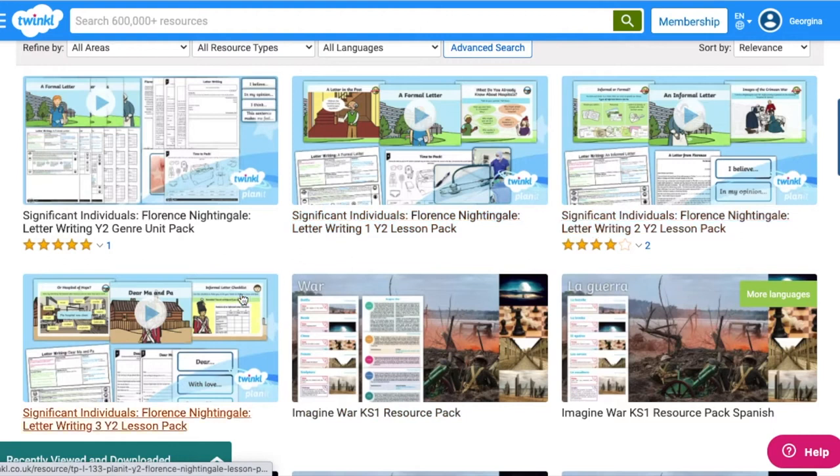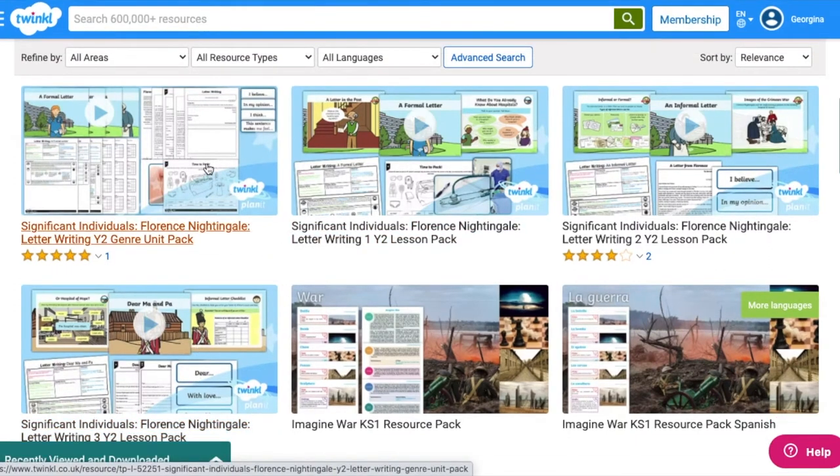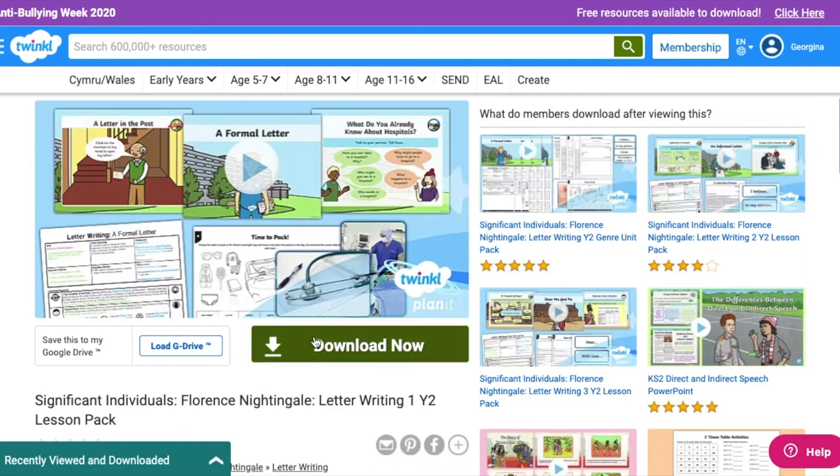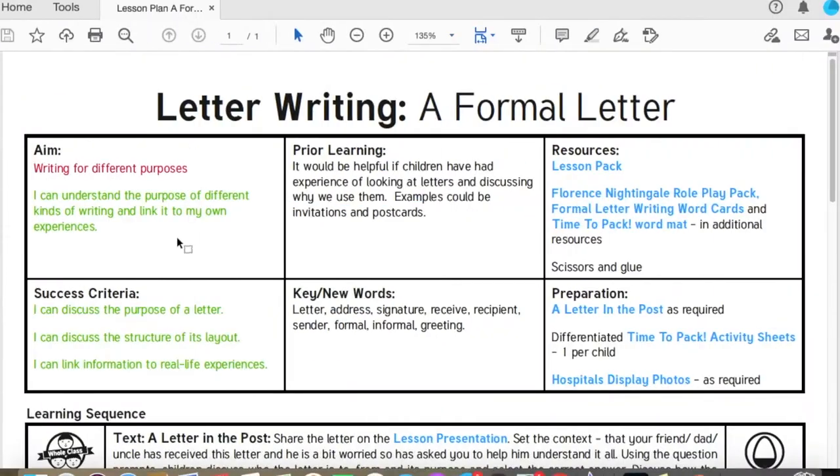On our website you'll find the individual lesson plans, but you can also download the unit pack which contains all of the lessons. Per unit there are generally 2 to 4 lessons. Lesson 1 will introduce the style of writing that you're going to be looking at. You can download all the resources in one go, but this will take a little while, so just be patient.